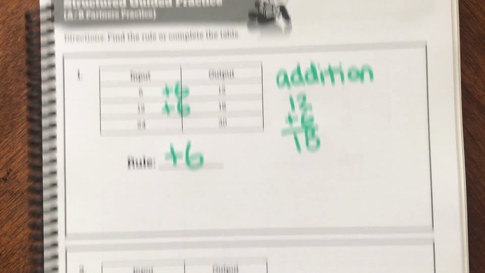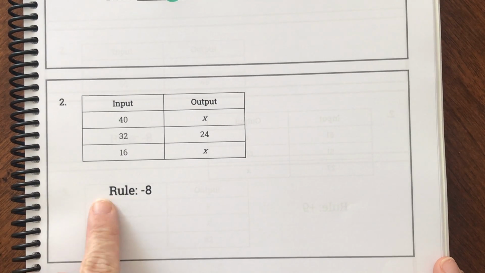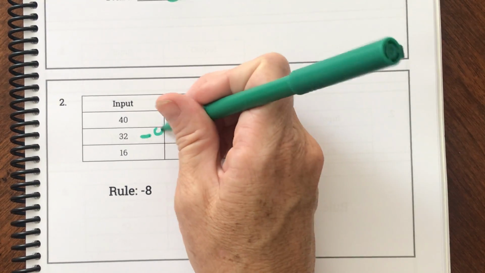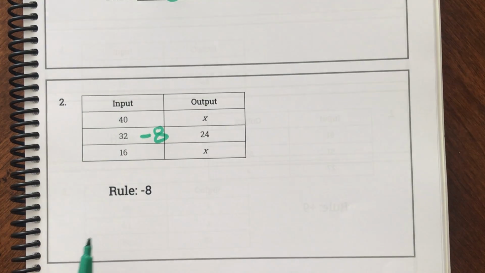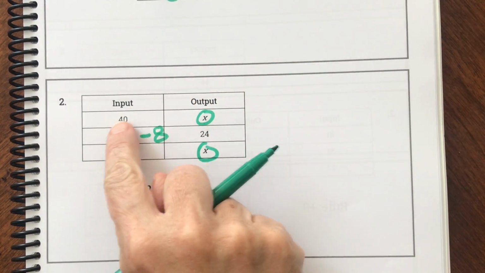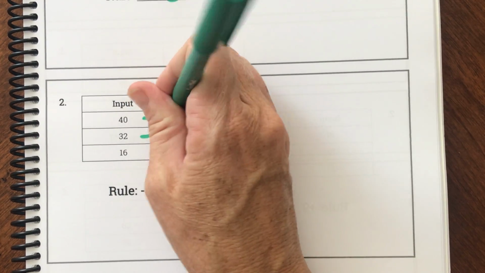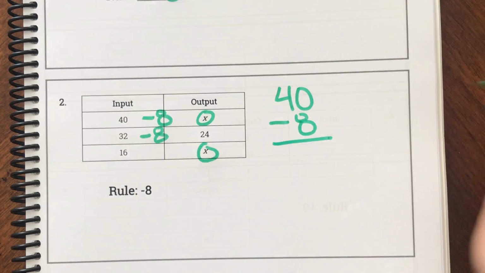Okay, let's try the next one. This one, they told us the rule is minus 8. So they said that 32 minus 8, or take away 8, equals 24. And they want us to solve for these two variables. So we know the rule is going to be take away 8. So what is 40 take away 8?